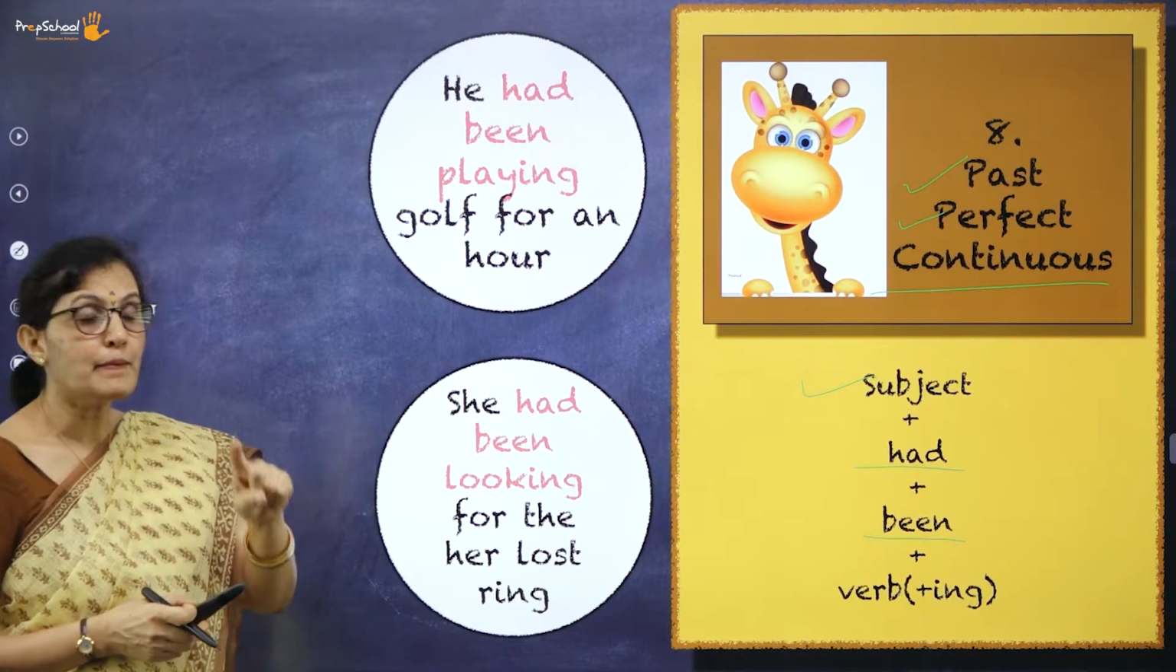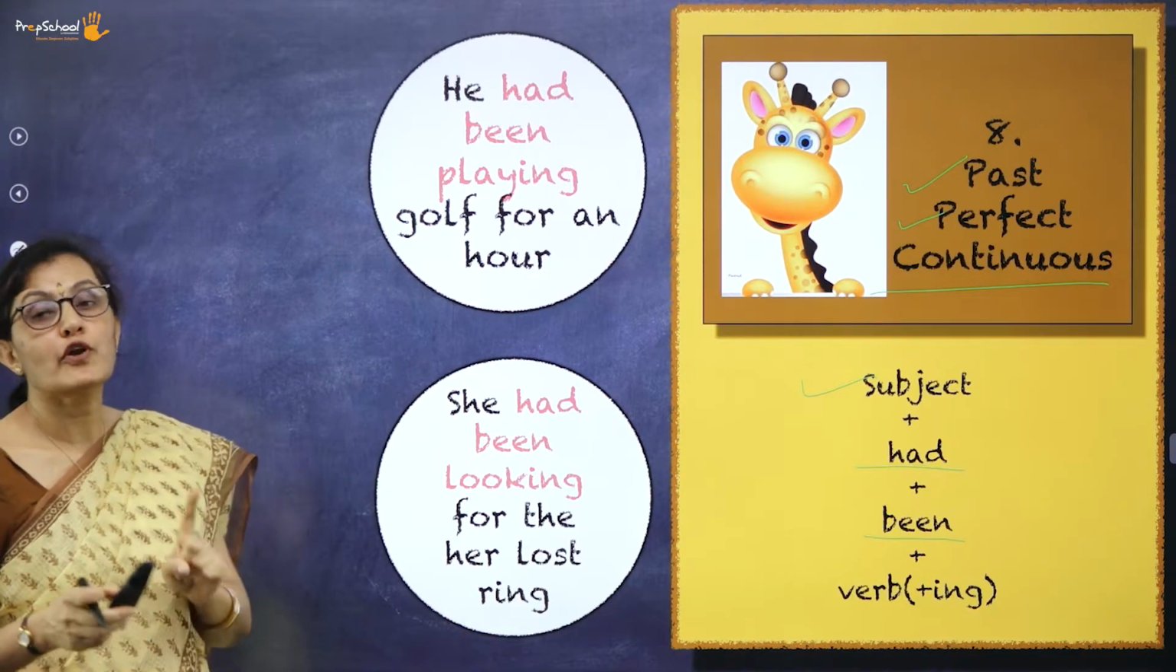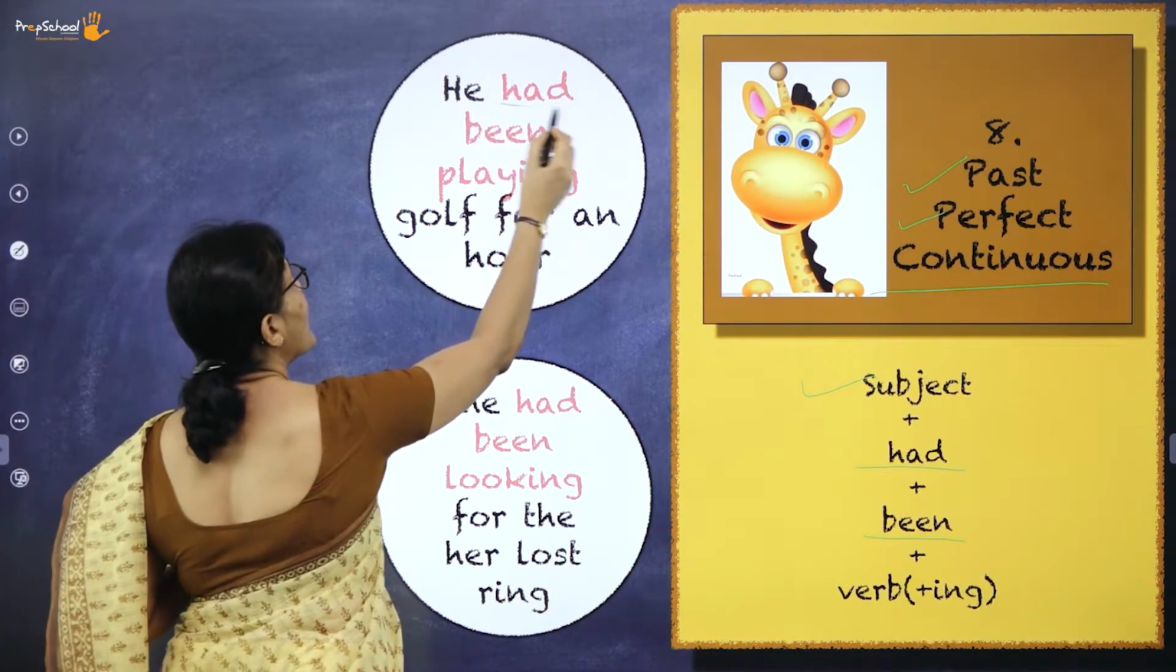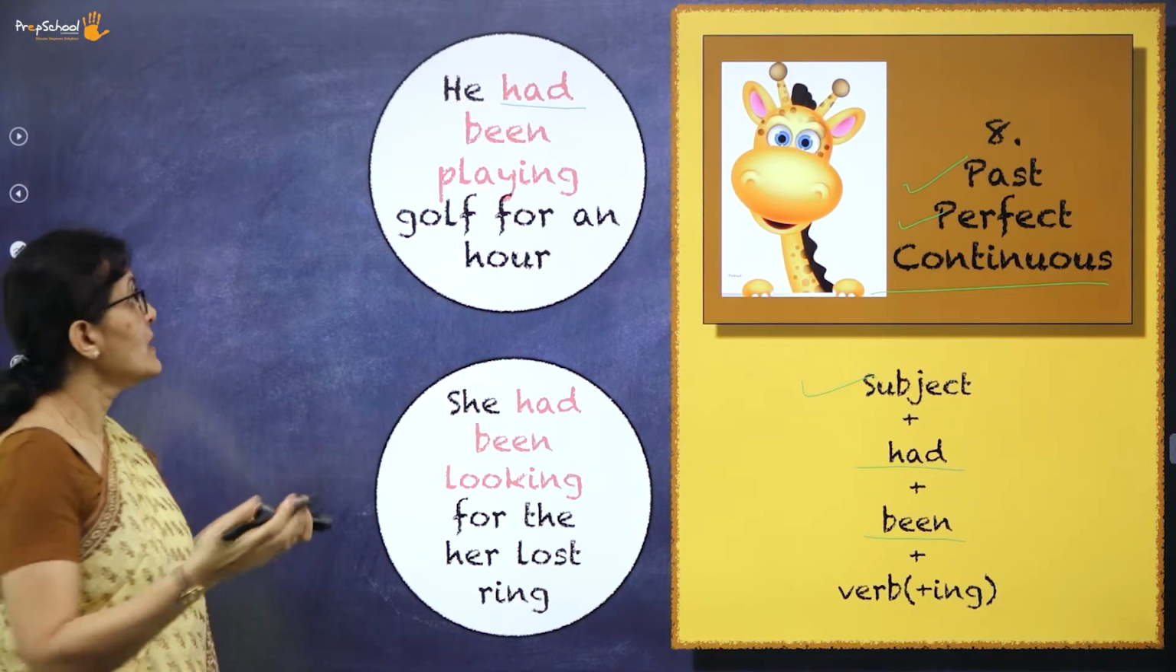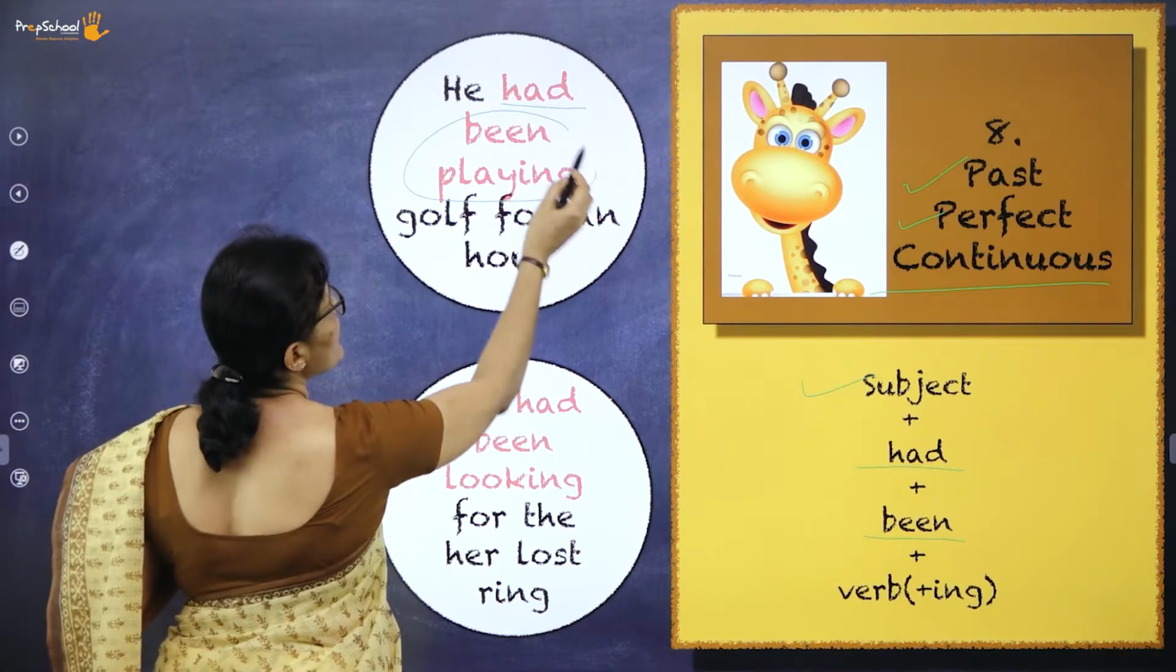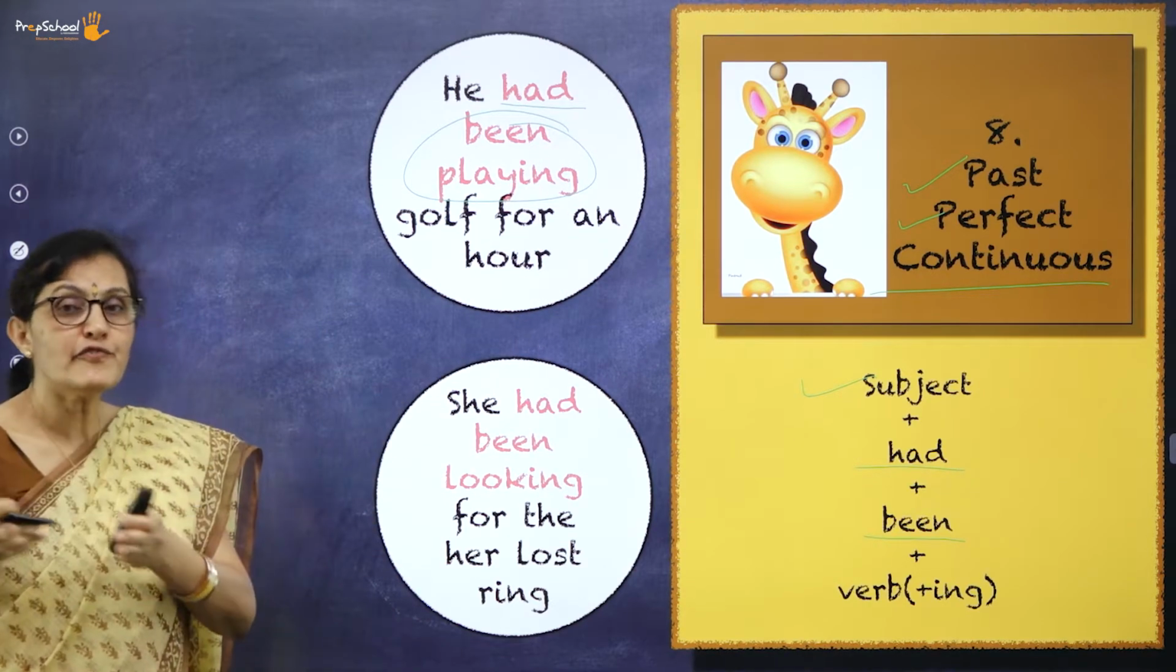He had been playing golf for an hour. So had is past. Been playing is what? Continuous. It is perfect continuous.